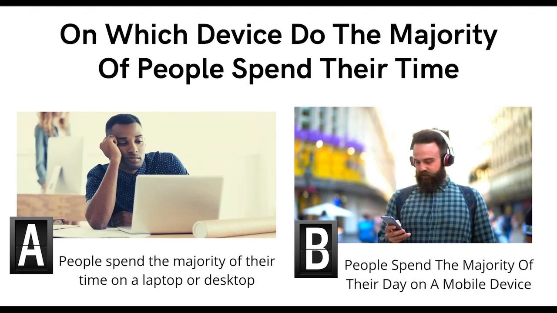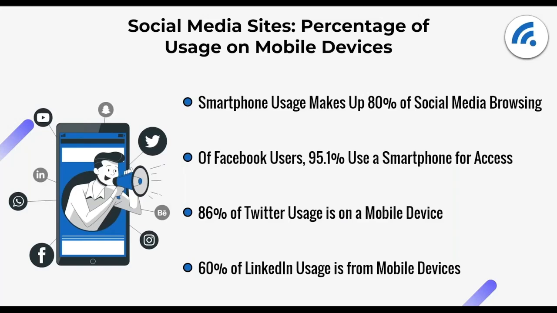I see Rian saying B, Thomas saying B, Han saying B. Ladies and gentlemen, you are all 100% correct. It is 100% B. Smartphone usage makes up to 80% of social media browsing. 80% of people visit social media on a smartphone. Facebook, in particular, 95.1%, 86% of Twitter. See, that's almost 100% of people visiting all these platforms on mobile. It's really important. We're going to use that data in a second to build you a really qualified email list. So remember that the majority of people, and it makes sense, I mostly visit all these platforms on my mobile too, use a mobile device to access.